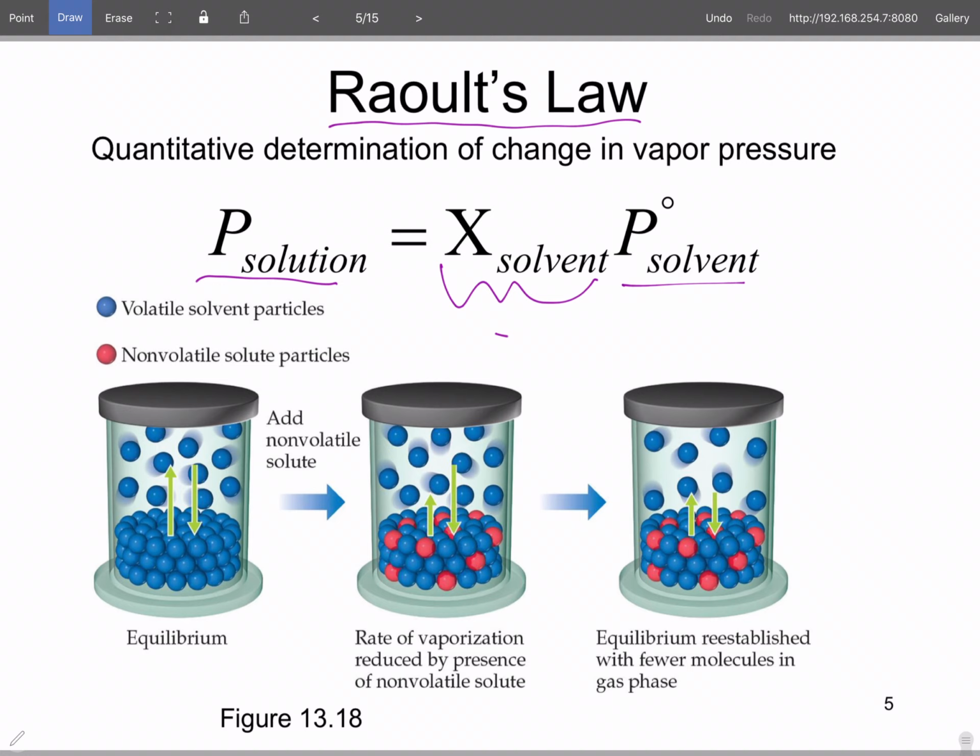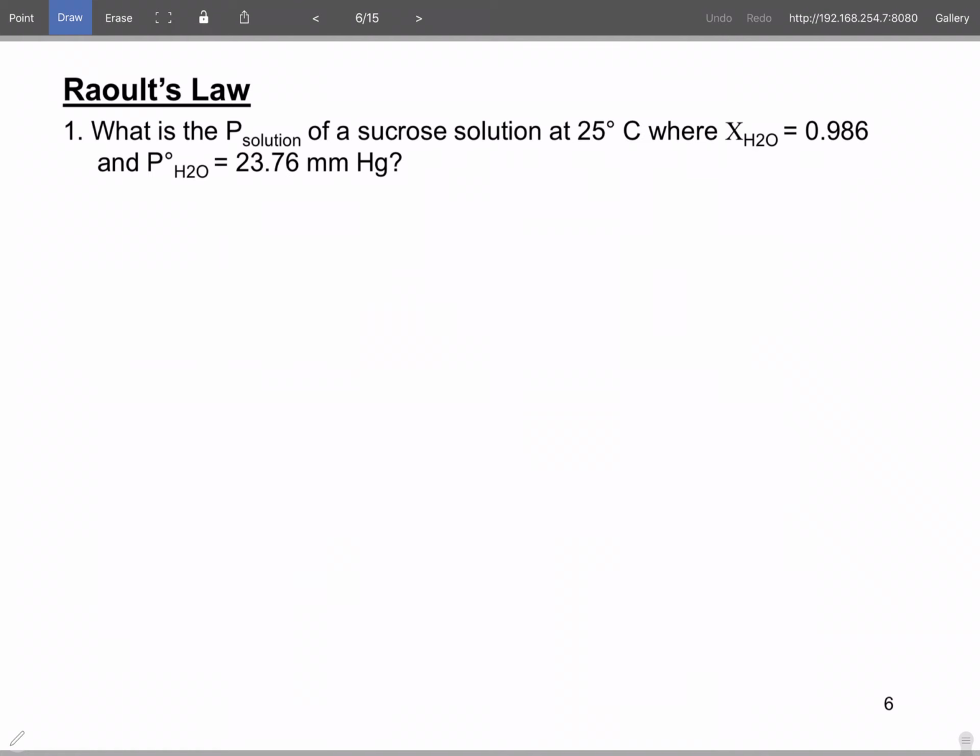So basically, don't forget that this is all solvent-based. Why? Because remember, solutes are non-volatile, so they're not going to have a vapor pressure associated with them. So how would we use this?